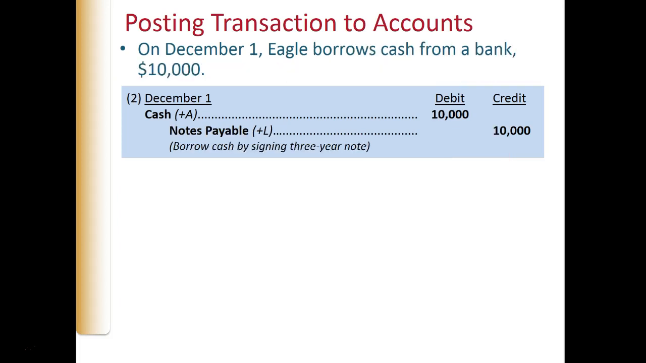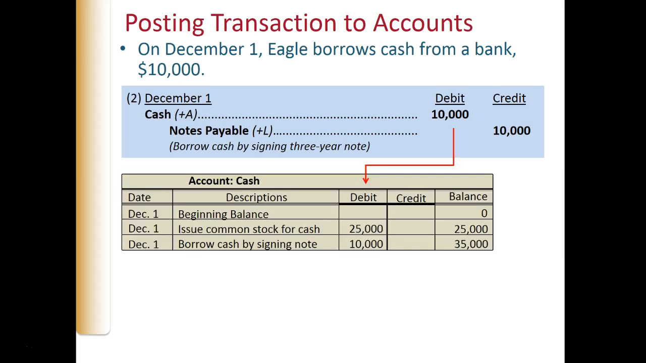The next transaction was we borrowed cash from the bank for $10,000. So the journal entry to record that borrowing cash from the bank is we increased our cash by $10,000 by debiting it. We increased our notes payable by crediting it. Let's post this transaction. We're going to go to the account that says cash again. We're going to show December 1st borrowed cash by signing a note for $10,000. Now we have a balance of $35,000.